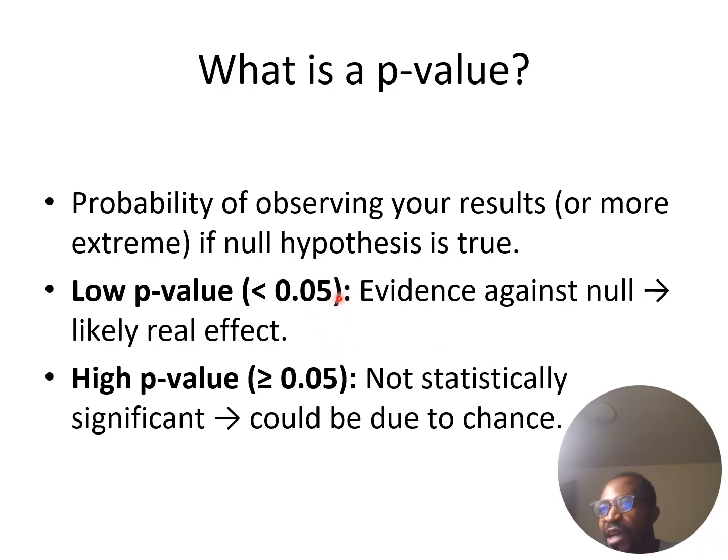So when we calculate that p-value, since it's a probability, if the value is less than 0.05, then there is strong evidence against that null hypothesis, and we can conclude that it is most likely a rare effect. And when that p-value is greater than 0.05, then we draw the conclusion that it is not statistically significant, which implies it could be due to what? By chance.